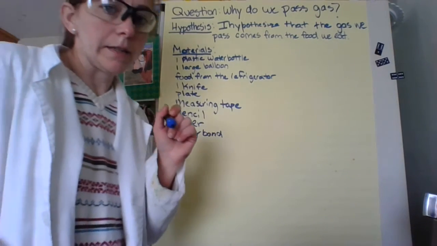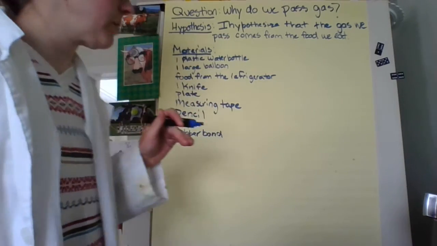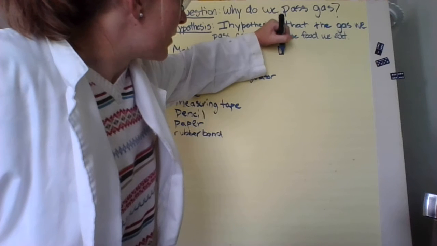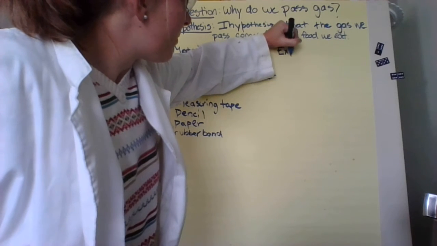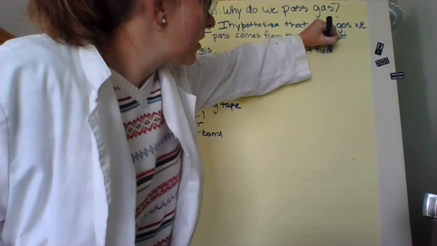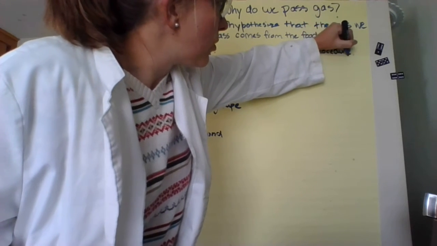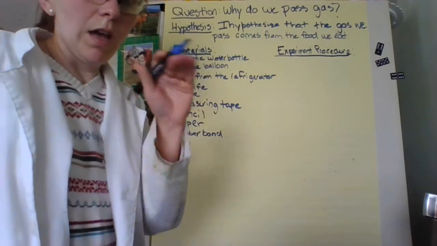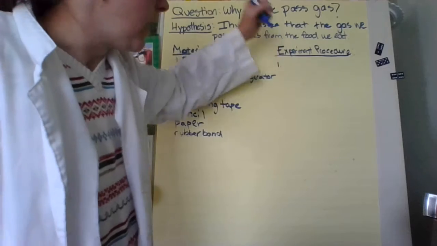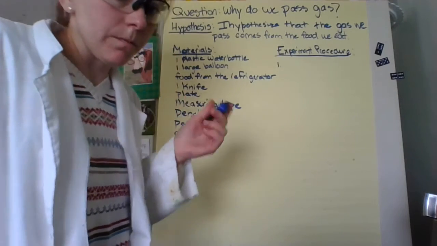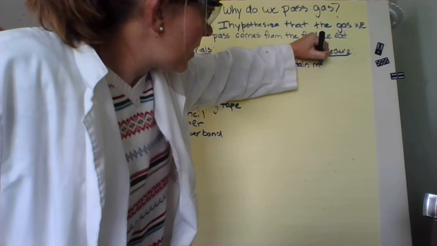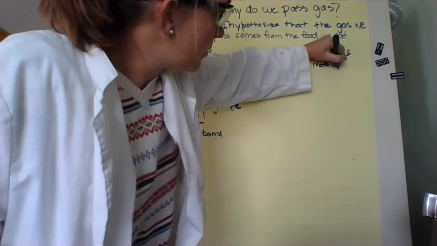Now I'm going to need to come up with a list of what I'm going to actually be doing. I'll write that over here under experiment procedure. A procedure is a list or a series of steps that you follow in order to get something done. So let's see. Number one, probably obtain materials. Let's see, what would I do after that?